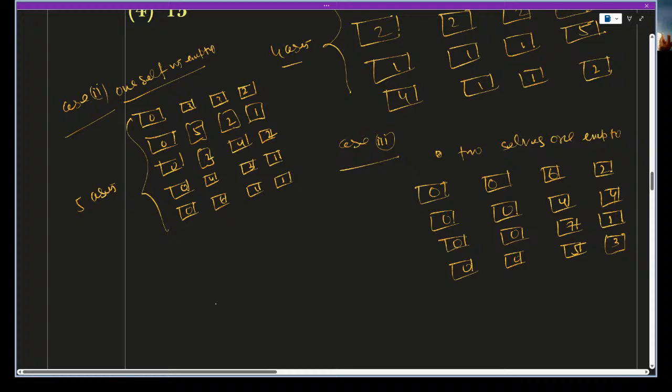So these are the cases only. You have to find this. How many cases did you get? 4 cases.